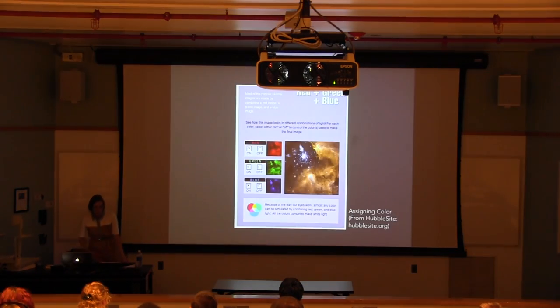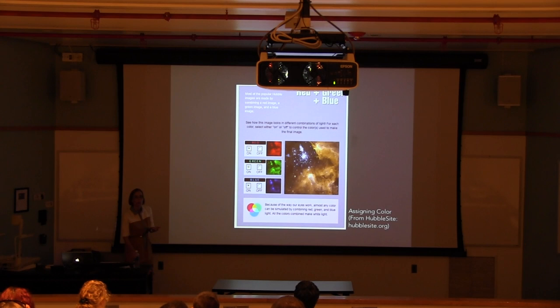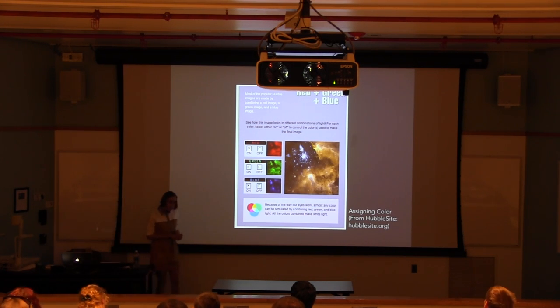Okay. So the other big aspect of intervention for the Hubble images is color. You've probably noticed that the raw images I've been showing you are all in black and white. Another thing, like I said, is that the light is very, very faint.